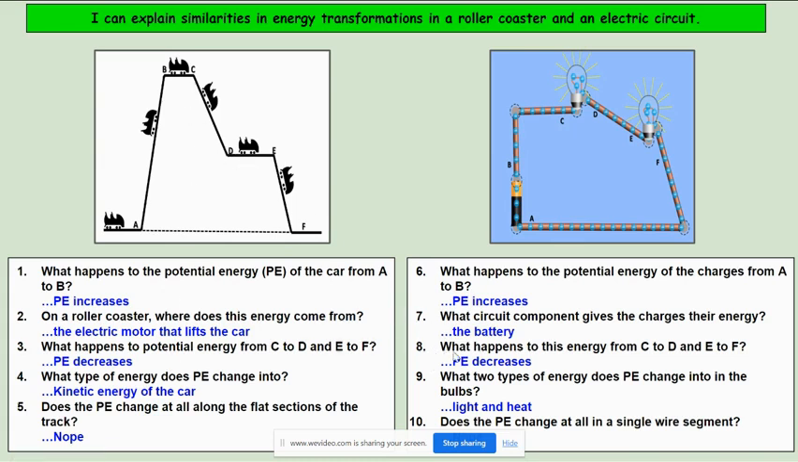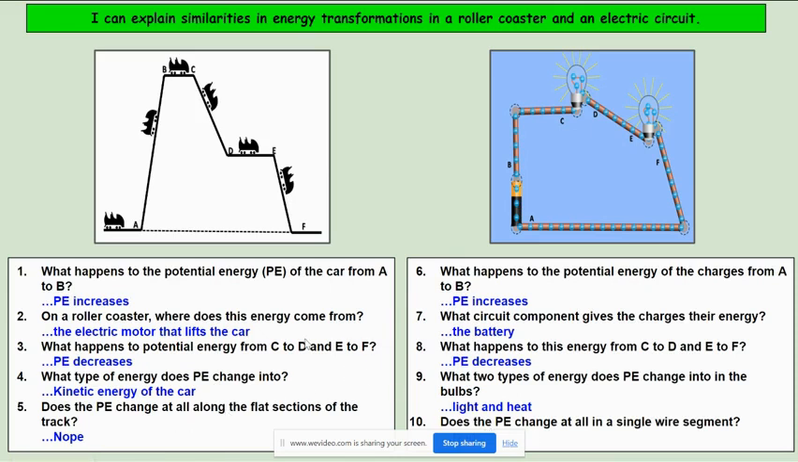Question 8, going across, the exact same thing happens with electricity. The potential energy decreases as you go through the light bulbs. So C to D is where the energy is turned into light and heat. And so that gets into our next question, number 4. In a roller coaster, the energy becomes kinetic energy of the car, but in a circuit, it becomes light and heat. And 5 and 10, the answer to both of those is no.